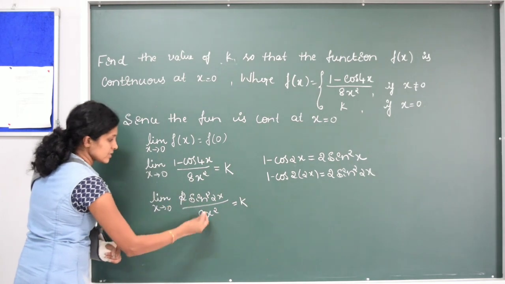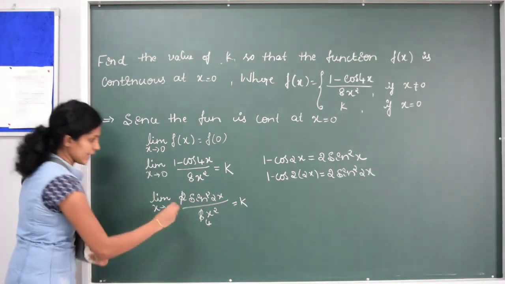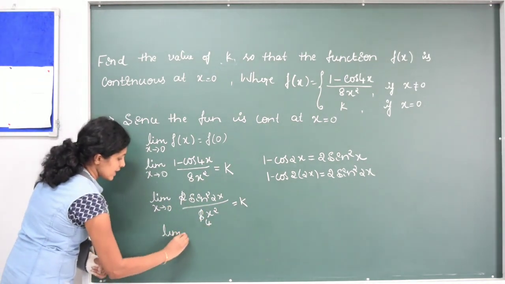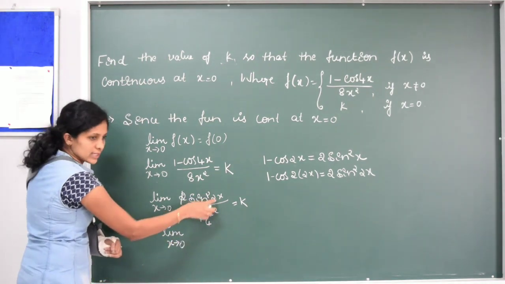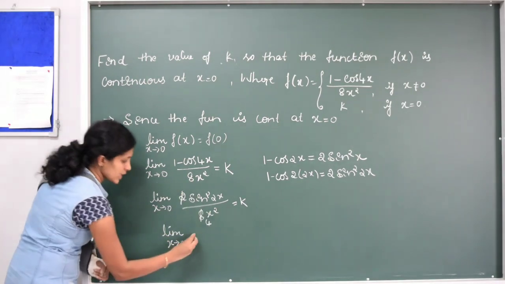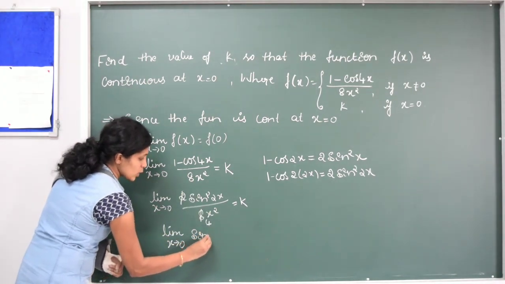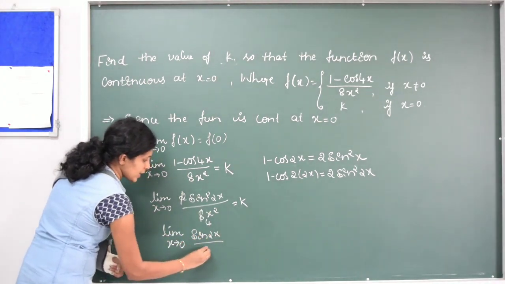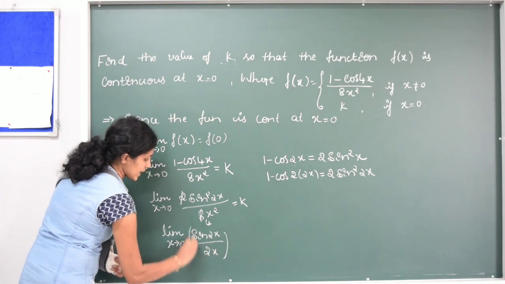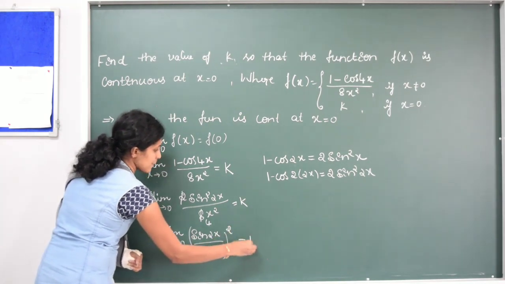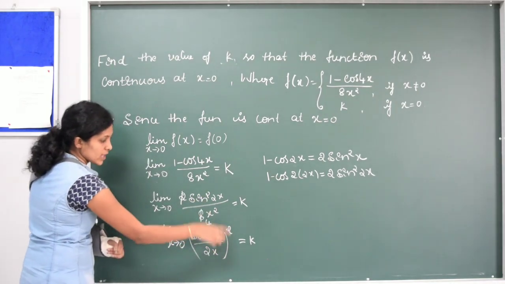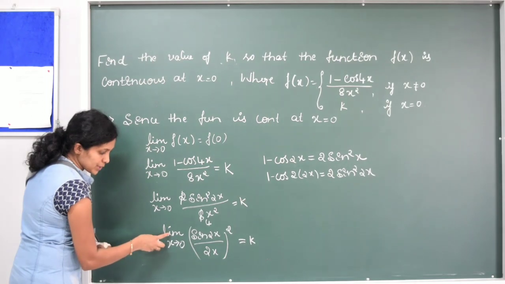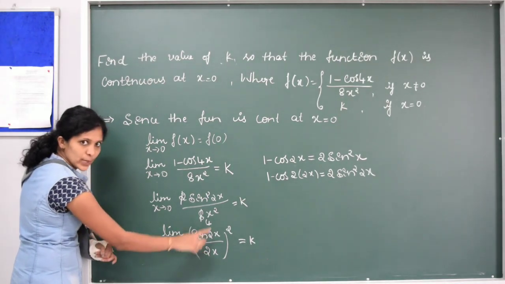Now here I can cancel this and this will be 4. Again, further we can write this as limit of x tends to 0. Here sin square 2x is there and 4x square is there, so we can write this as sin 2x divided by 2x whole square. Can we write like this? This is equal to k. This will be sin square 2x and 2 square will be 4x square. So we can write like this, right? So now limit of x tends to 0 sin 2x by 2x whole square.